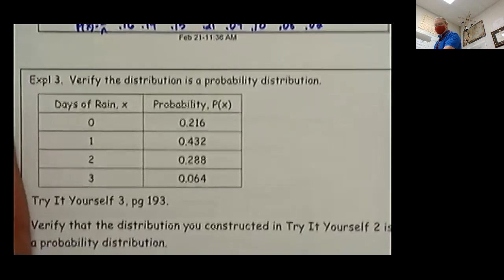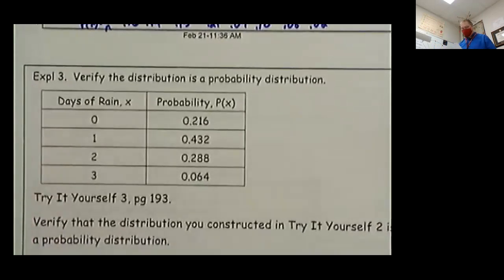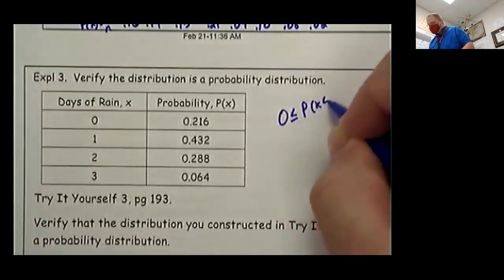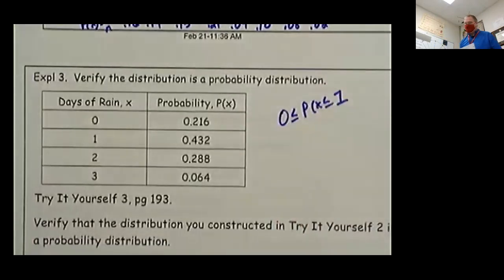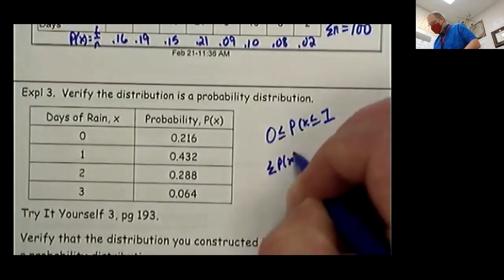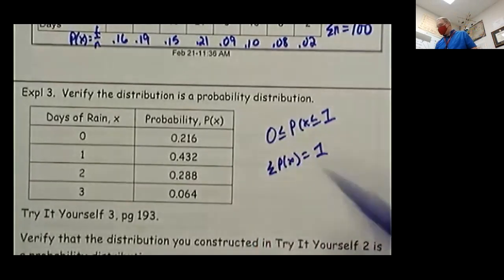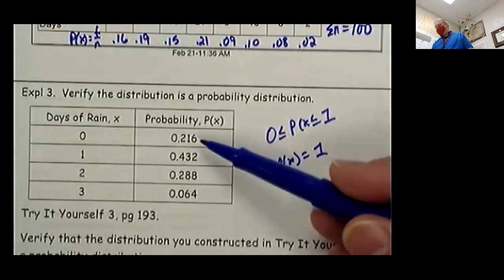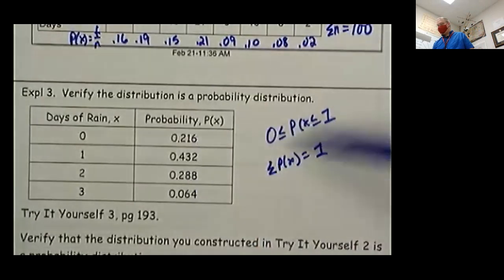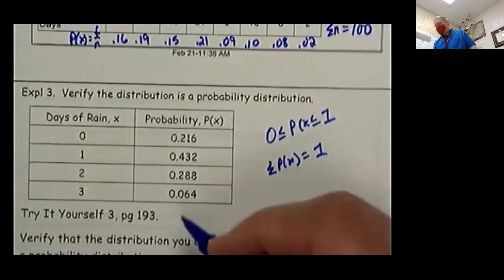Next part, example 3, verify the distribution is a probability distribution. To do that, we have 2 rules that we have to check, and that is 0 has to be less than or equal to P of X less than or equal to 1. All probabilities have to be between 0 and 1, and then the sum of all the probabilities has to equal 1. So we're going to look at all of our probabilities first. Is 0.216, 0.432, 0.288, 0.064. Are they between 0 and 1? Yes.